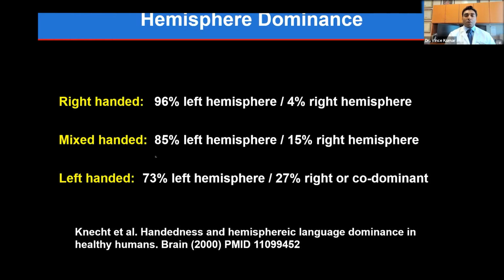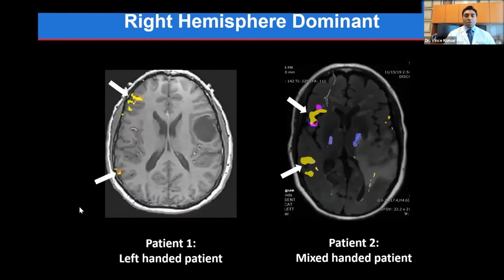So it's very important to do fMRI, particularly in these left-handed and mixed-handed individuals. So here is an example of that. Here we have a left-handed patient, and we have a glioblastoma in the opercular region. And so this is right between Broca and Wernicke's area. It's a difficult area to perform a resection.